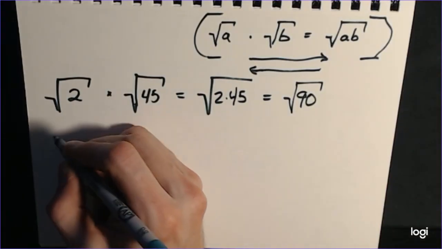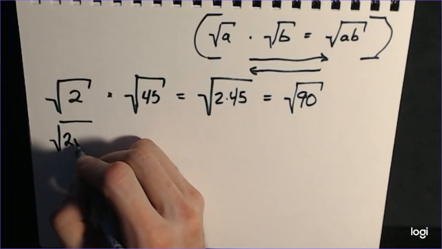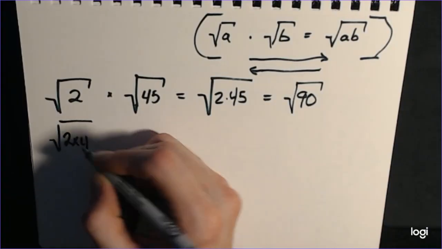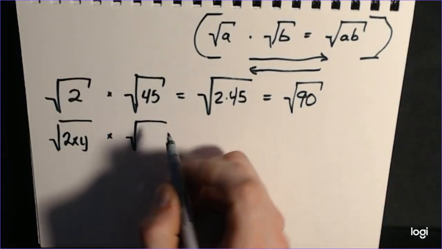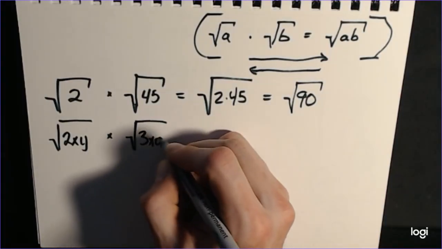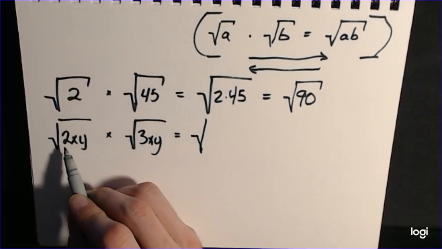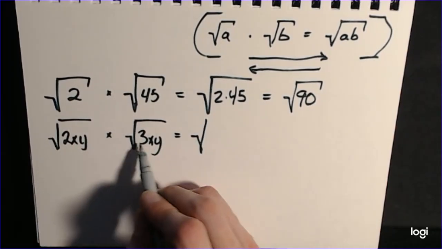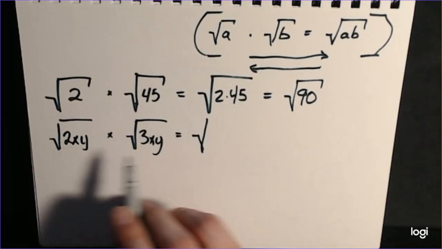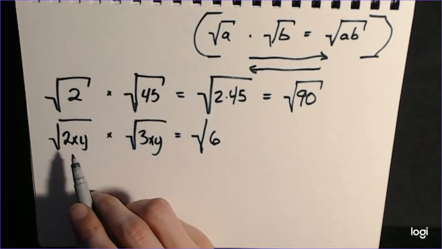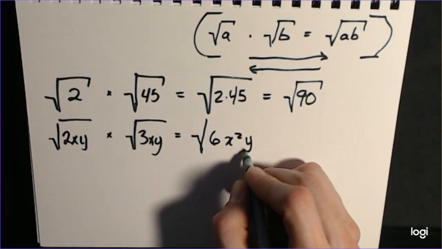Okay, now with some variables involved too, if I have the square root of 2xy times the square root of 3xy, what we get is, combining them, we just multiply directly. We multiply the constants first, and then we multiply the variables. So 2 times 3, we get 6. X times x is just x squared, and y times y is y squared.